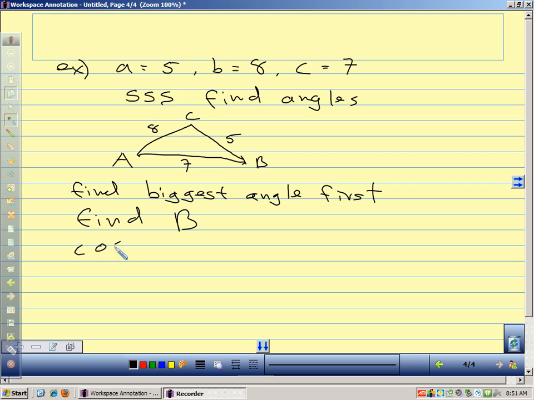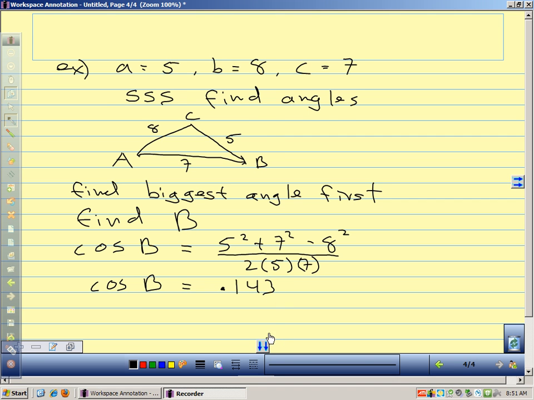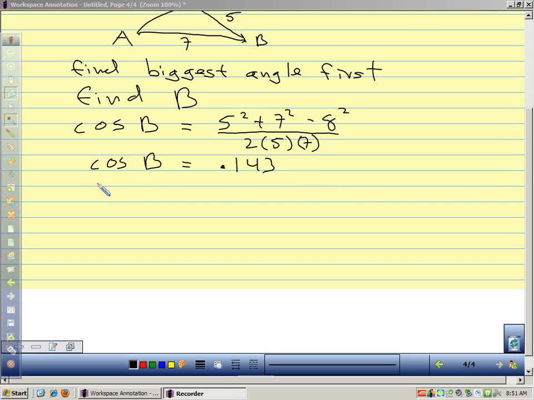We know that cosine of B, using our formula from the law of cosines, is 5 squared plus 7 squared minus 8 squared over 2 times 5 times 7. I'm just plugging into the law of cosines. So cosine B is about 0.143. Find the inverse cosine of that to get our angle.